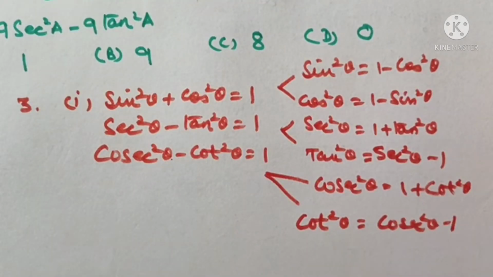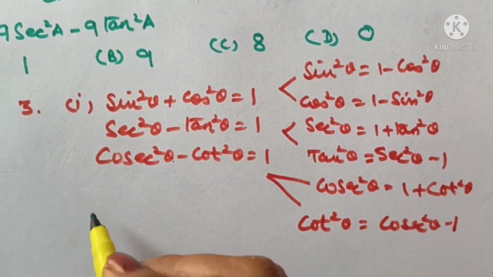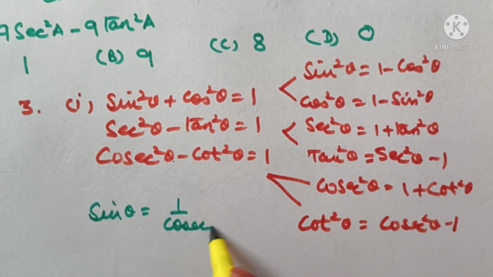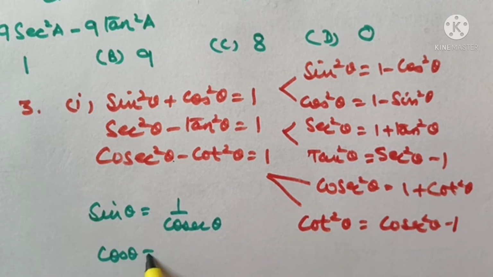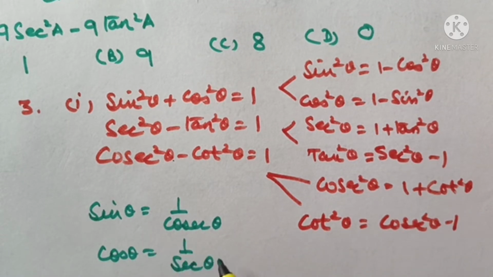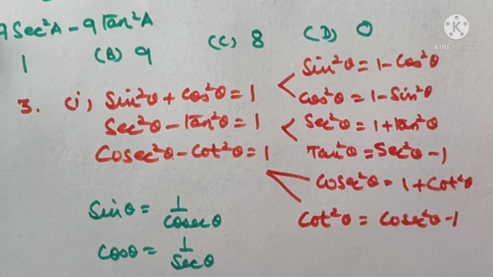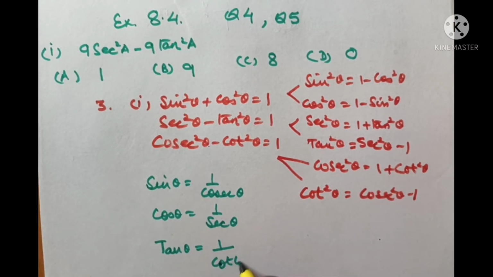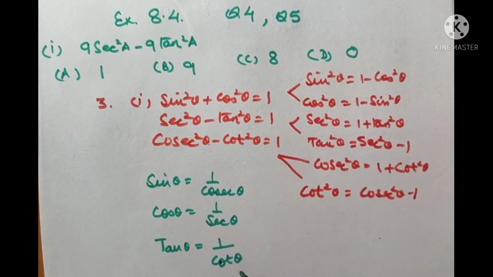Now the next set of relations is reciprocal ratios. We know that sin theta is equal to 1 upon cosec theta. Cos theta is equal to 1 upon secant theta. And tan theta is equal to 1 over cot theta. So these three relationships are going to be used, and these three identities are going to be used.